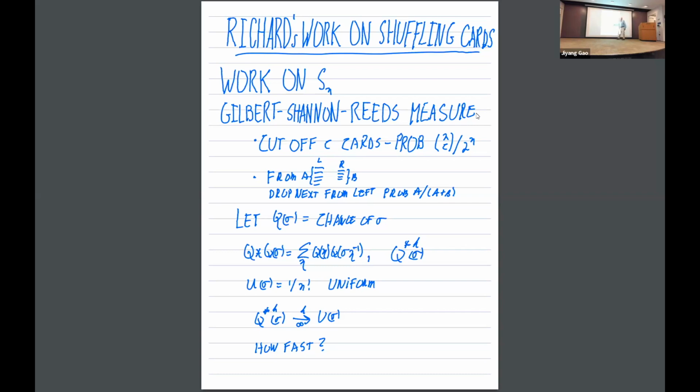Let Q of sigma be the chance of sigma after one shuffle. Sigma is a permutation, and Q of sigma is the chance that after one shuffle there's a permutation sigma. So that's a probability distribution on the permutation group. Shuffle twice is the notation for it. What's the chance that the deck is in arrangement sigma after 2 shuffles? Well, it's just given by convolution. You have to have done something on your first shuffle, eta, and then you have to choose the shuffle that takes you to sigma from eta. So that's shuffle twice.